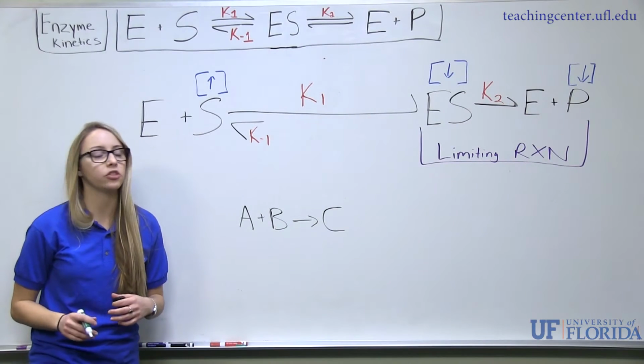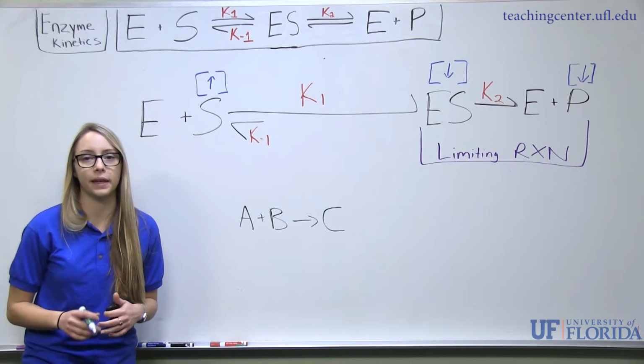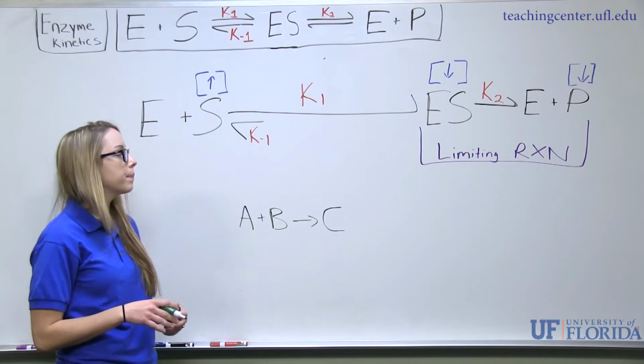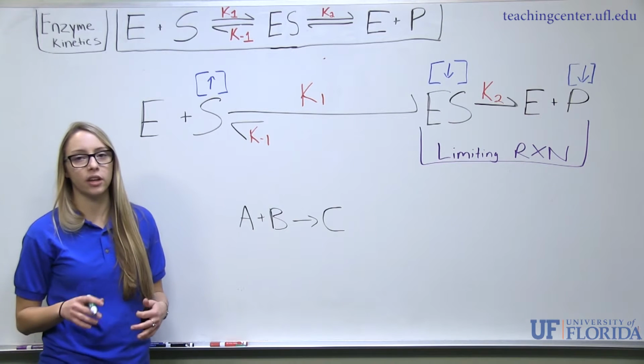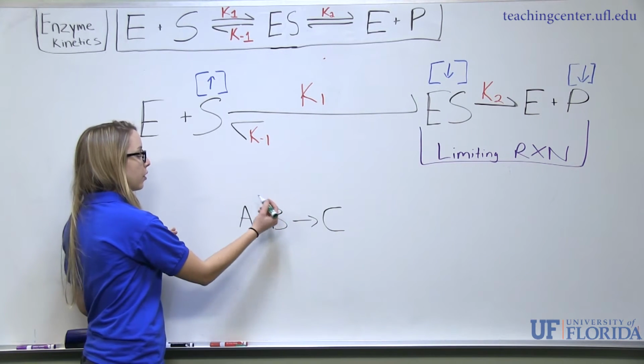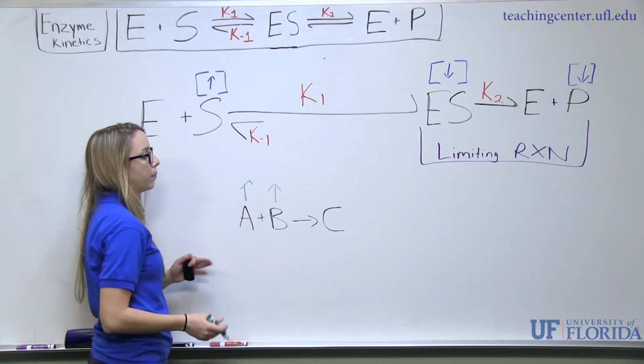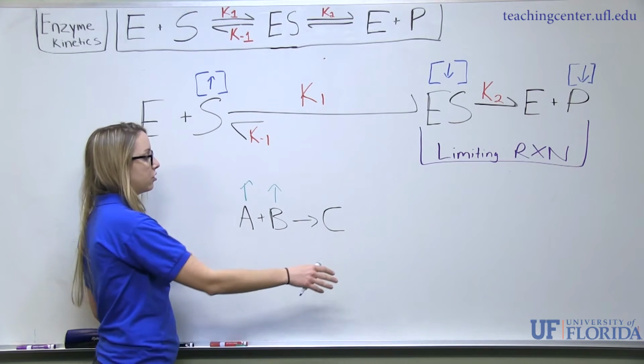I redrew our general catalytic reaction below to help you understand where we get the initial velocity equation from. First, let's just look at a Gen Chem concept. We know A plus B goes to C. If we increase the concentration of A, or if we increase the concentration of B, we're going to drive that reaction towards C.